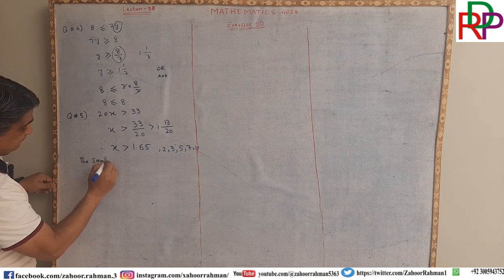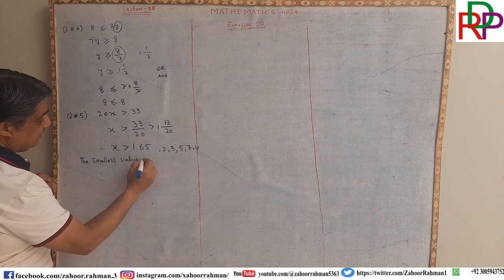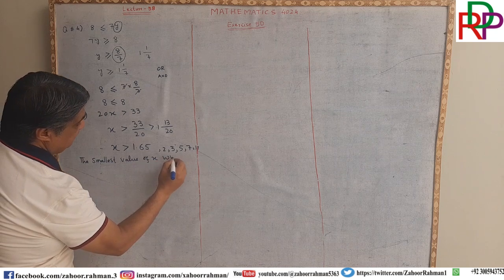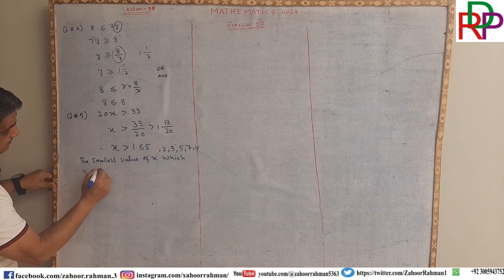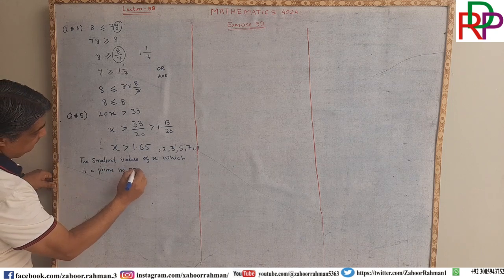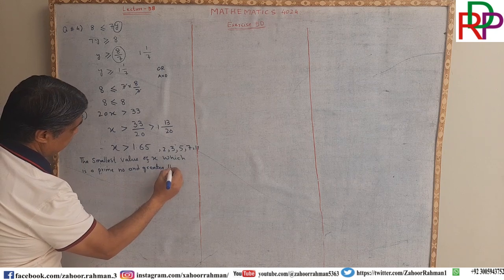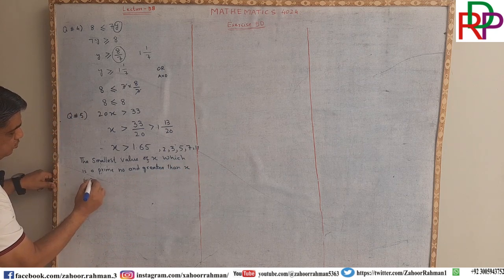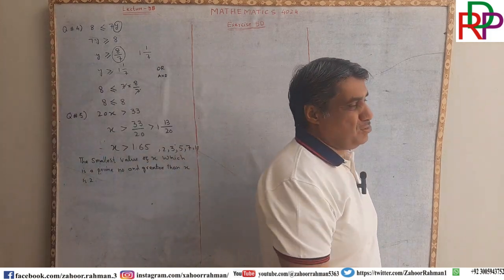So we have to write the smallest value of x which is a prime number and greater than 1.65. x is 2.